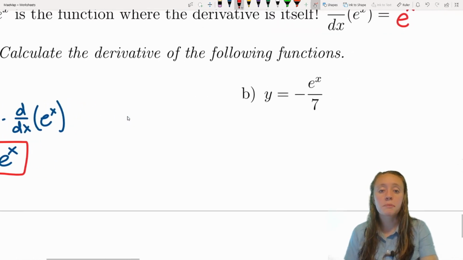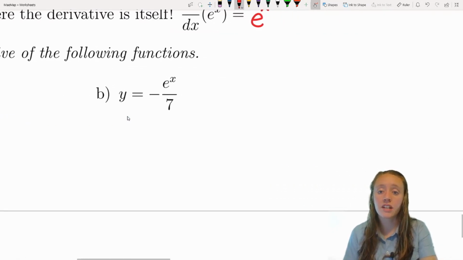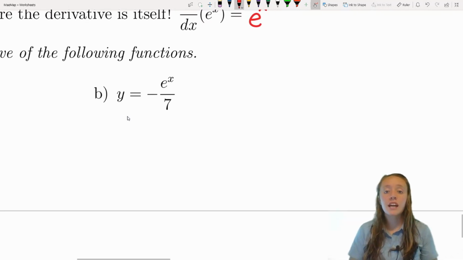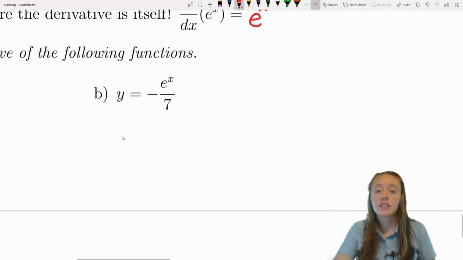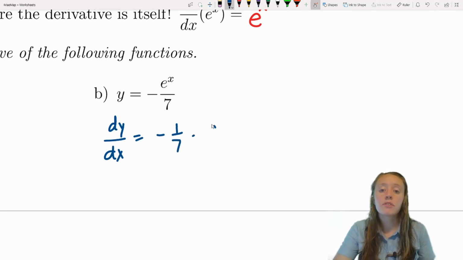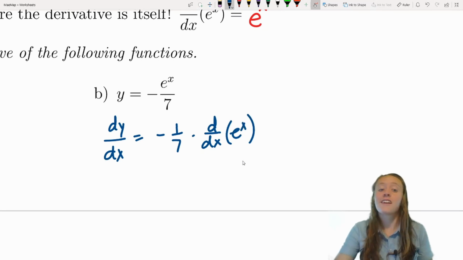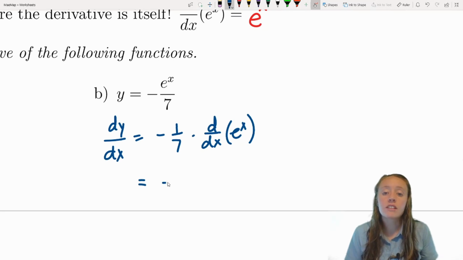So let's move on to part B, our last part in this final example. We have y equals negative e to the x over 7. Again, we're going to use that constant multiple rule here. So our derivative dy/dx is going to equal, I'll pull a negative 1/7 out in front before I multiply it by the derivative of e to the x, which again, the derivative of e to the x is e to the x. So this derivative is negative 1/7 e to the x, which is what we started with, negative e to the x over 7.